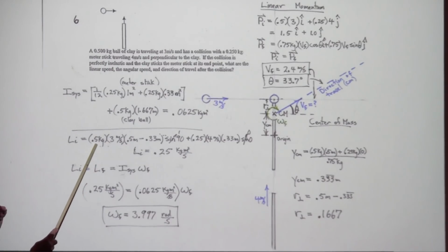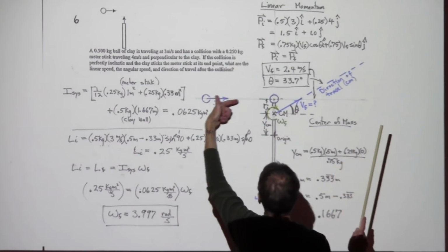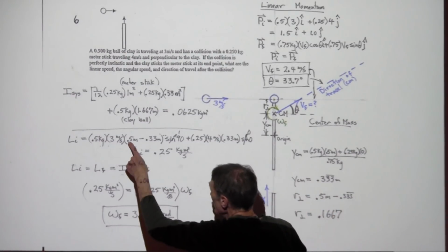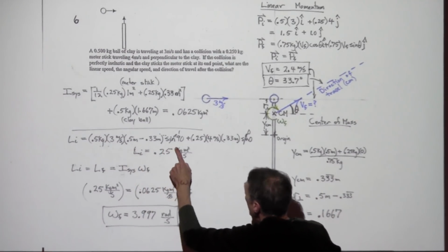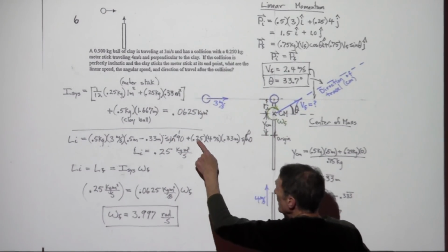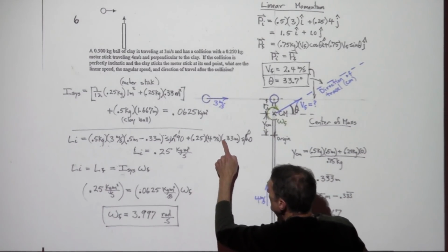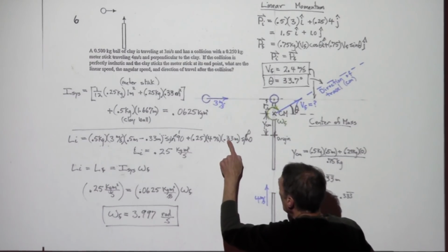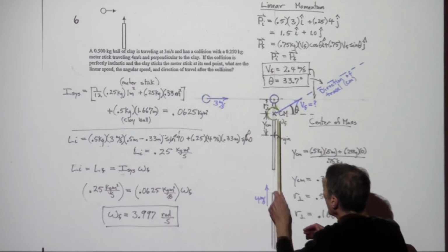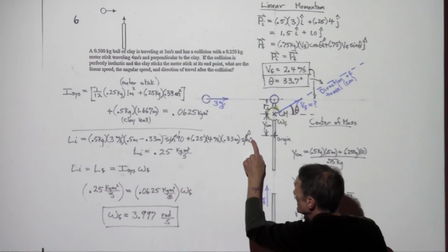Initially, we had the clay ball coming in here at 3 meters per second. So it's coming in here, it's going to go through this perpendicular distance, a sixth of a meter, the difference between these two. It's coming in at 90 degrees to that. We have the meter stick traveling at 4 meters per second. It's got a distance of 0.33 up to here. However, the angle that it's coming in at, R times that is going to be 0.